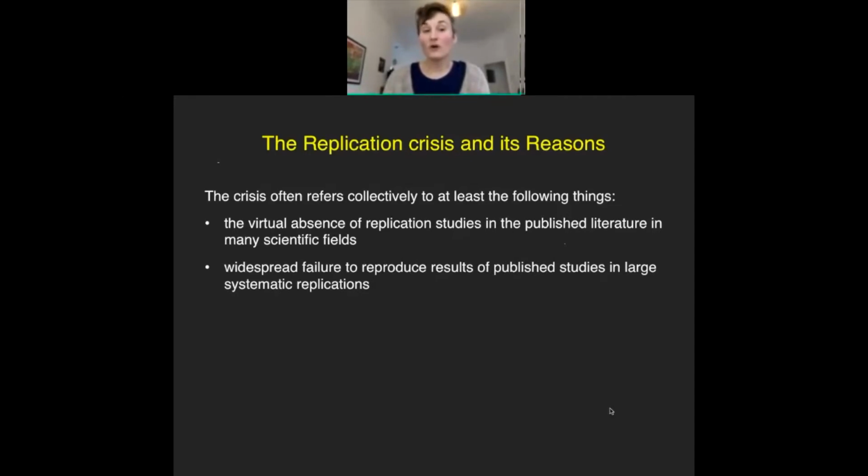And of course, also the widespread failure to reproduce results. So we talked about this. I've shown you these two examples of big replication studies that had rather shocking or sad results.